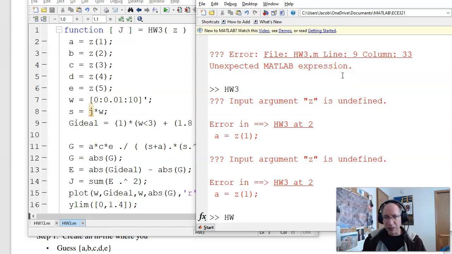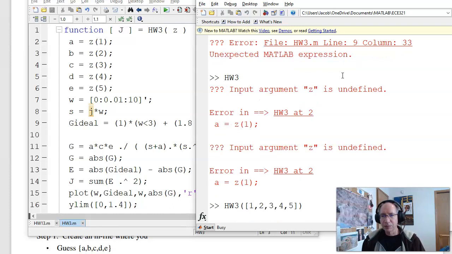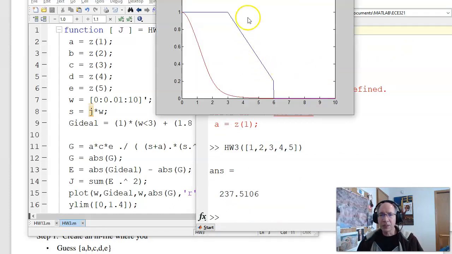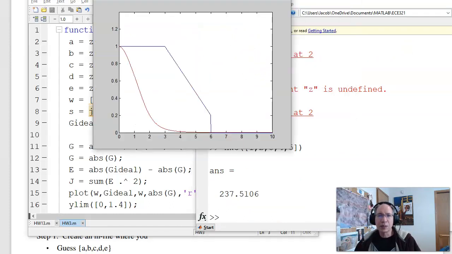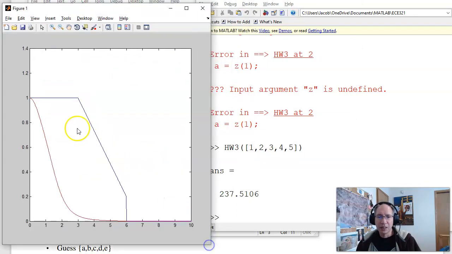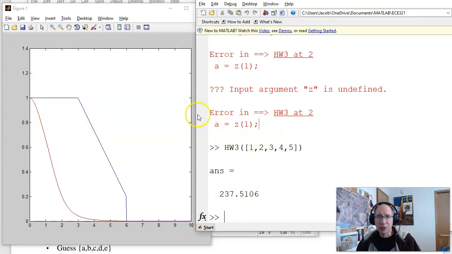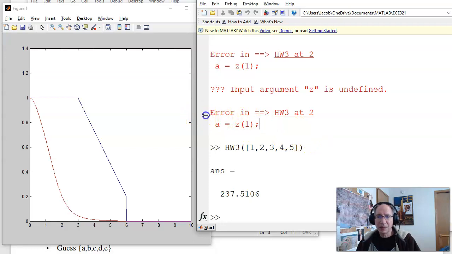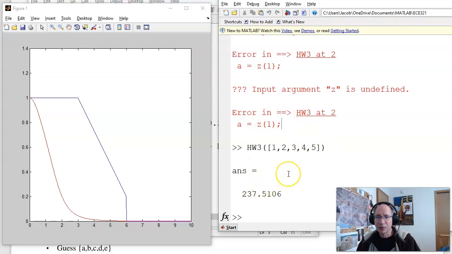Let's call it, passing the numbers 1, 2, 3, 4, 5. And what that did is that just called the subroutine, passed it 1, 2, 3, 4, 5. The red line is what the filter is. The blue line is what it should be, and that's not horrible. The sum square difference is 237.